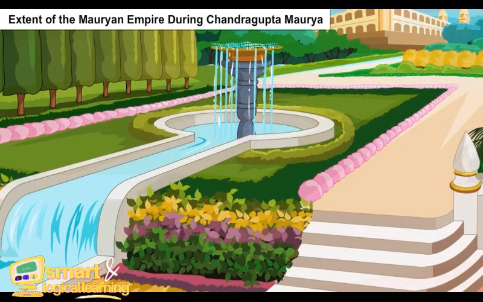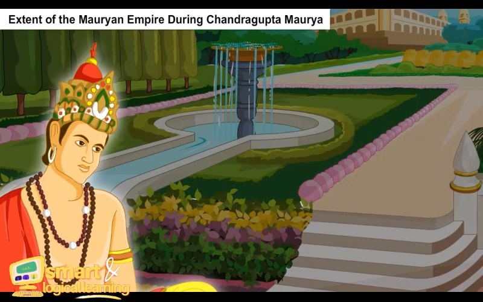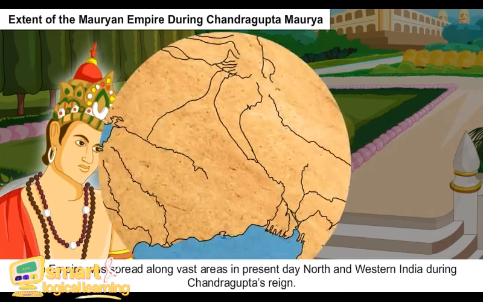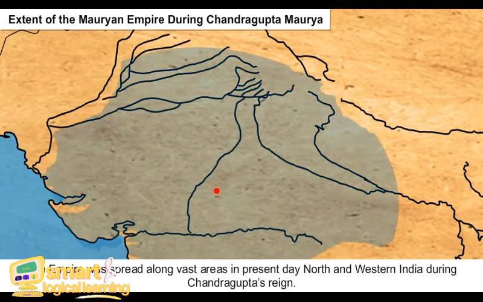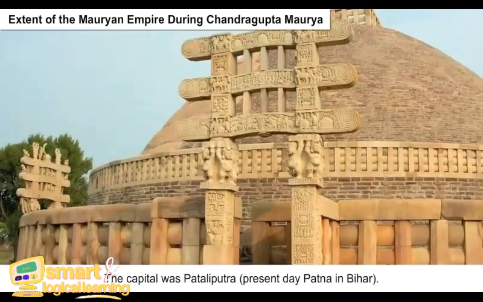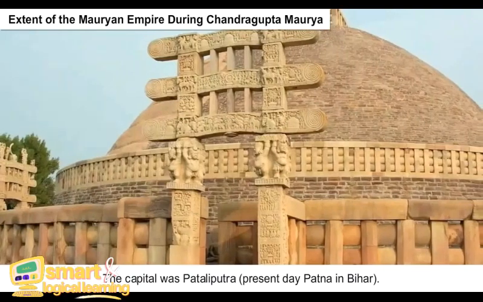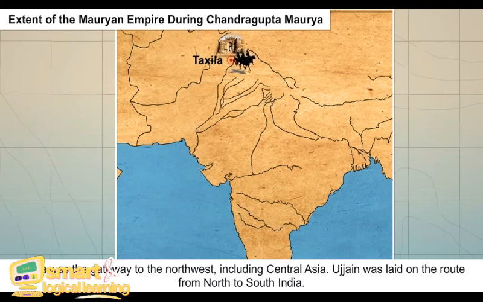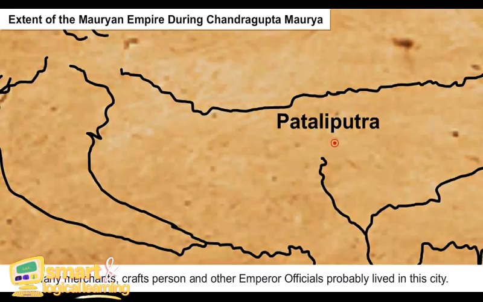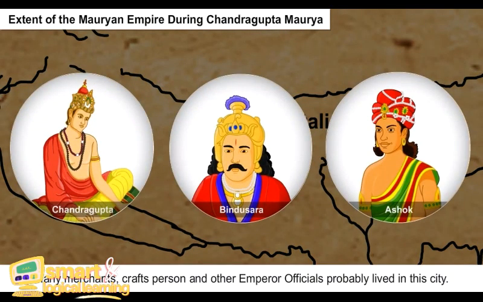Extent of the Mauryan Empire during Chandragupta Maurya. The empire was spread along vast areas in present-day North and Western India during Chandragupta's reign. The capital was Pataliputra, present-day Patna in Bihar. Takshila was the gateway of the northwest, including Central Asia. Ujjain was laid on the route from north to South India. Many merchants, craftspersons and other emperor officials probably lived in this city.